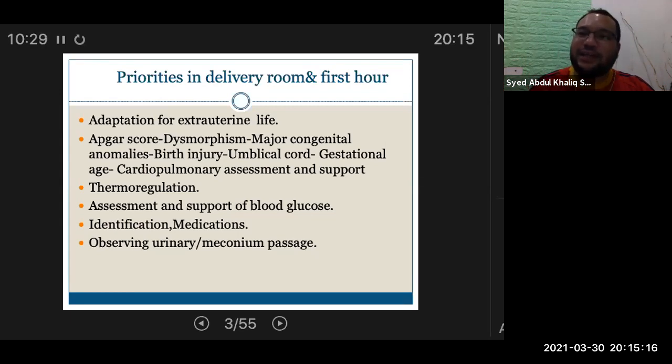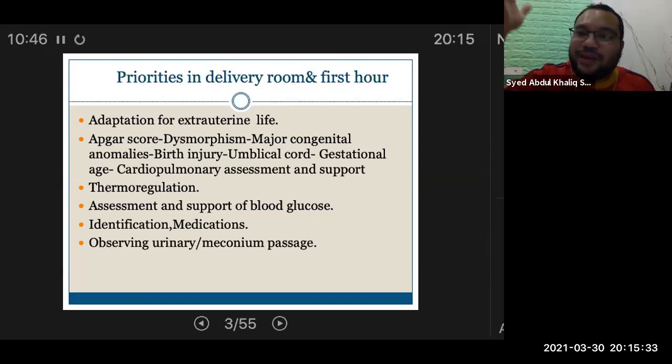If you assess the ductal, this morning we discussed ductal SpO2, isn't it? Ductal saturation, preductal. So preductal is the right upper limb. You assess preductal and you compare with postductal.